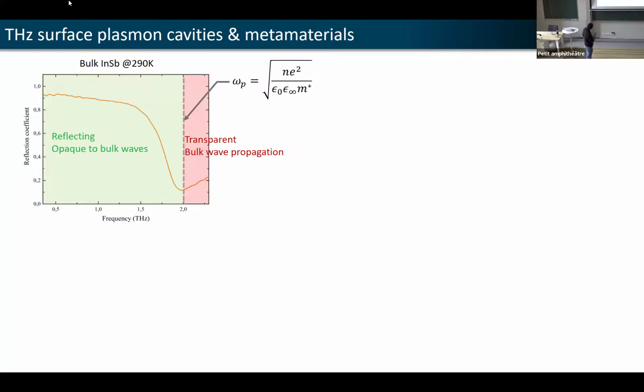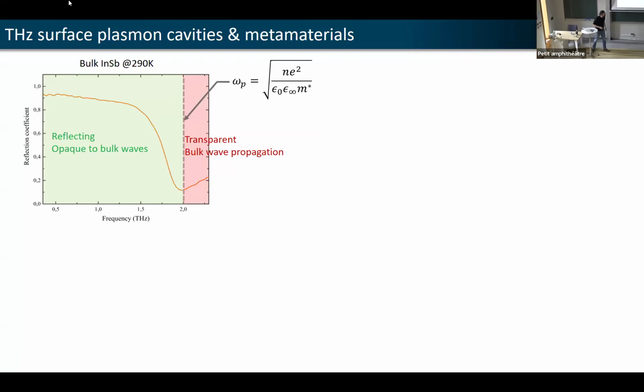In terms of the bulk material, let's say the material is opaque to bulk waves, so it doesn't let the bulk wave propagate through it. That's why the material is reflecting, which is why we see ourselves in a silver mirror typically. And above the plasma frequency, which is here at 2 terahertz, it becomes transparent to bulk wave propagation. So the material becomes transparent.